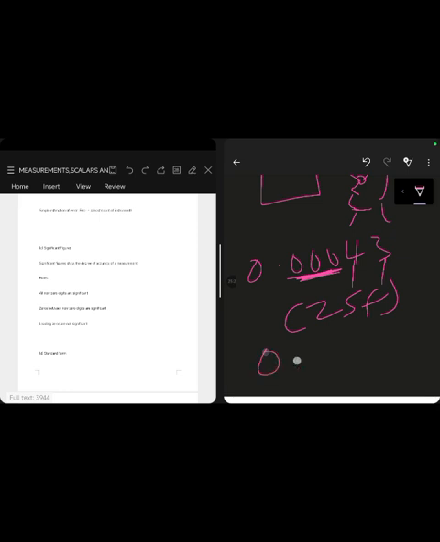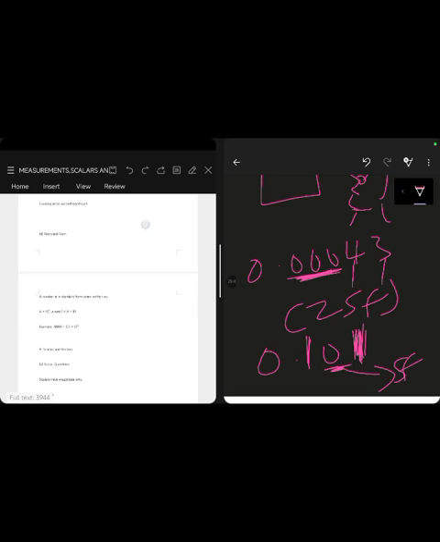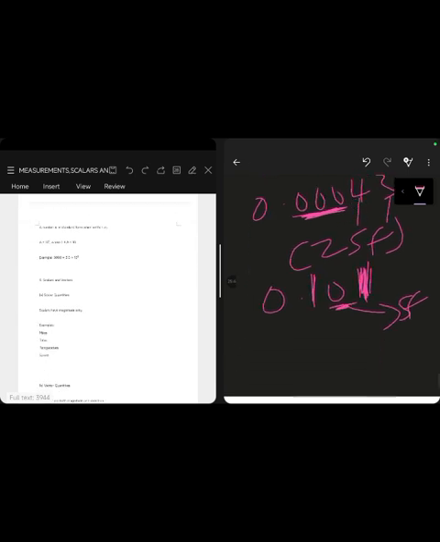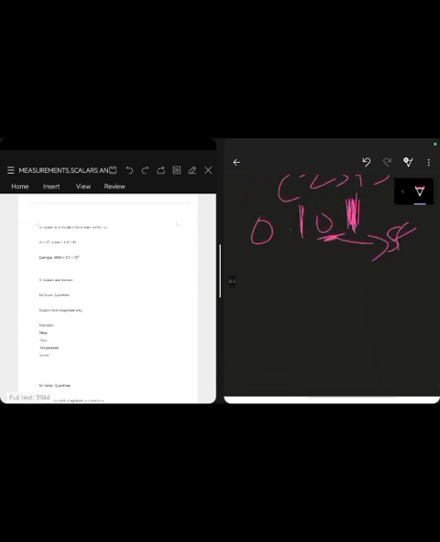Also, zeros between non-zero digits are significant. For example, if I have 0.101, because this zero is between two non-zero digits, the 0 becomes significant. Normally, the 0 is not supposed to be significant, but because it's between 1 and 1 here, it becomes significant. Then we have standard form. Standard form is a way of writing numbers in the form of a times 10 raised to the power of n, where a is a number from 1 to 9.